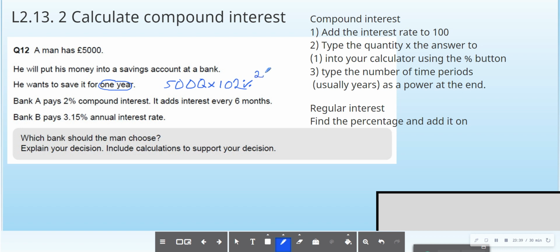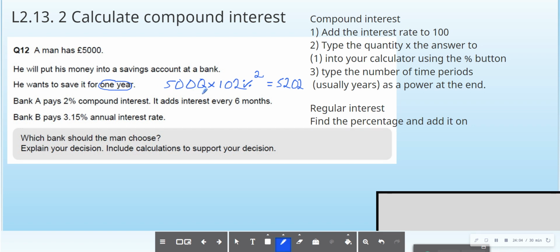If it was 4 time periods, you put to the power of 4. If it was 5 time periods, you put to the power of 5. Okay, so that's going to give us, over the year, 5,000 times 102%, maybe using that shift and your ands button to get the percentage symbol up, to the power of 2. So at the end of the year, with Bank A, he's going to have £5,202. Okay, that's compound interest.